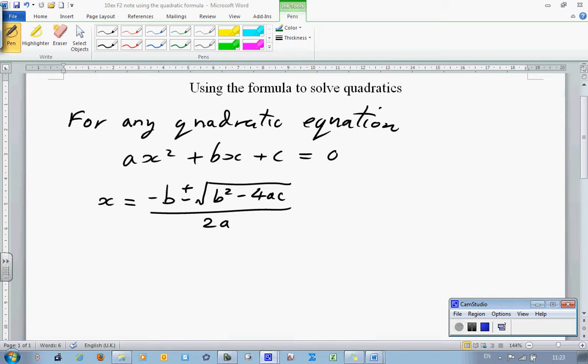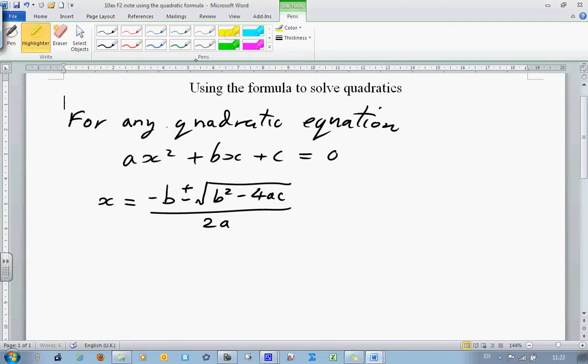Okay, in this video we're going to use the quadratic formula to solve a quadratic equation. Now, as you can see on screen, what I've written is that for any quadratic equation, as long as it's written as ax squared plus bx plus c equals 0. In other words, that could be 5x squared minus 2x plus 4 equals 0. You've got to rearrange it if they don't look like that, so that you put them in that order.